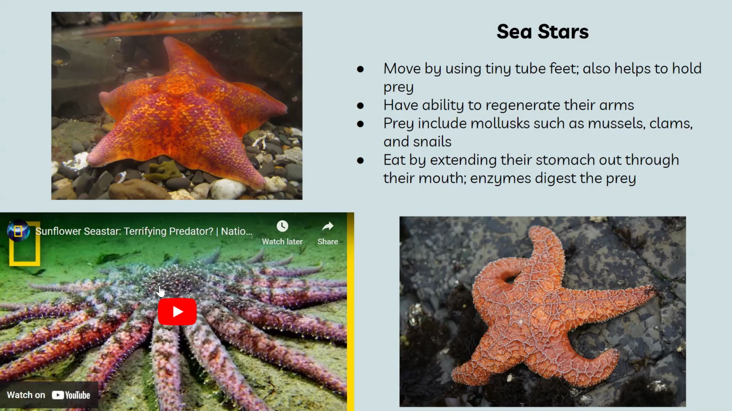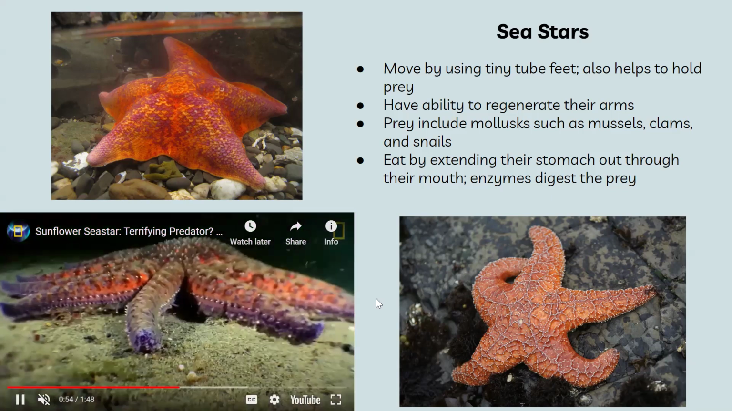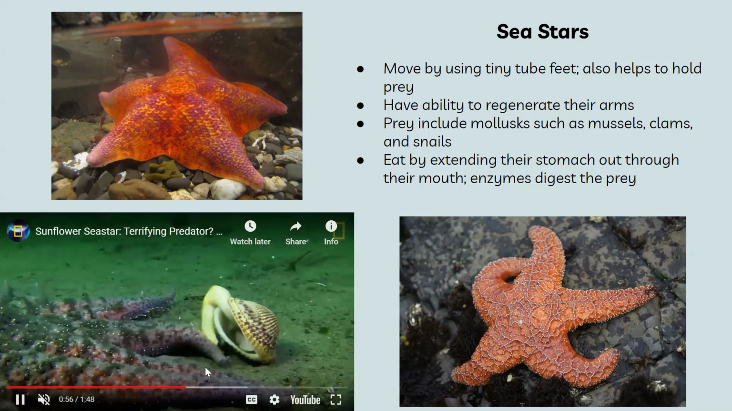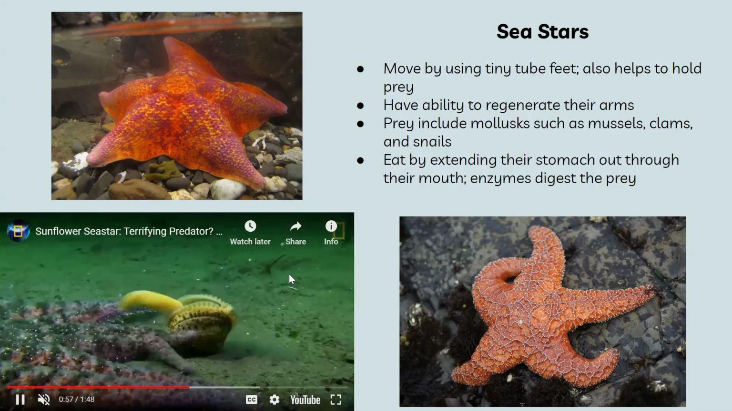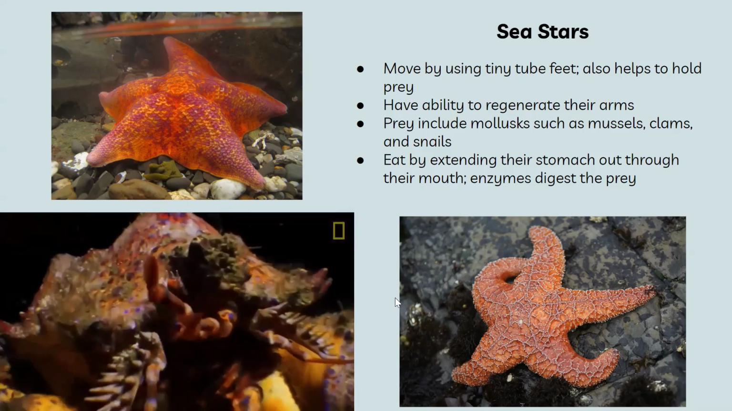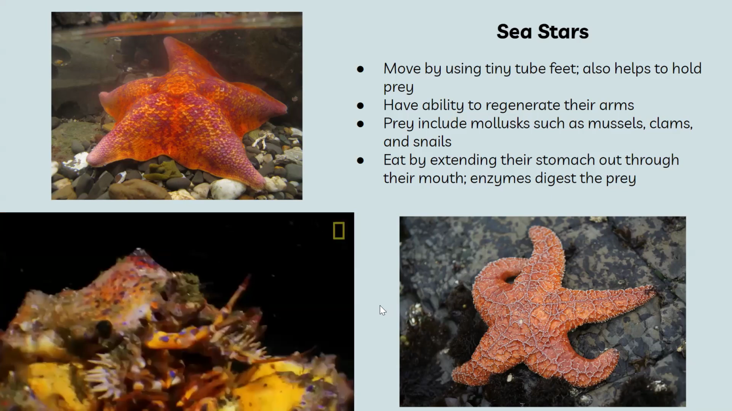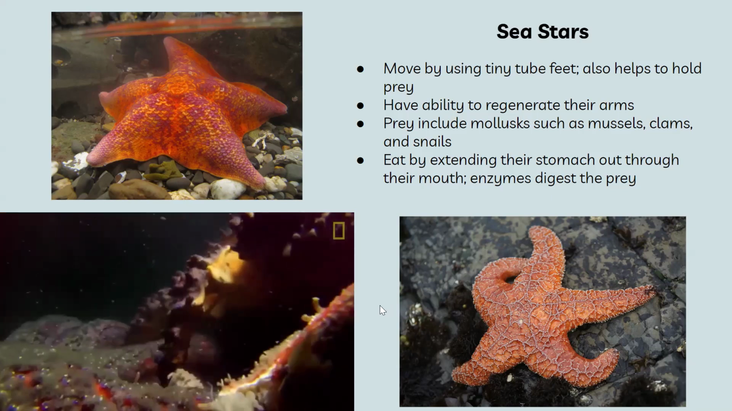And I'm going to show you this video because it not only shows you the sunflower sea star, but it also shows you how sea stars move around. You can see how they're moving on all of their feet there. This is a species of snail moving around. And this crab is actually coming up to try to feed on the sunflower sea star.